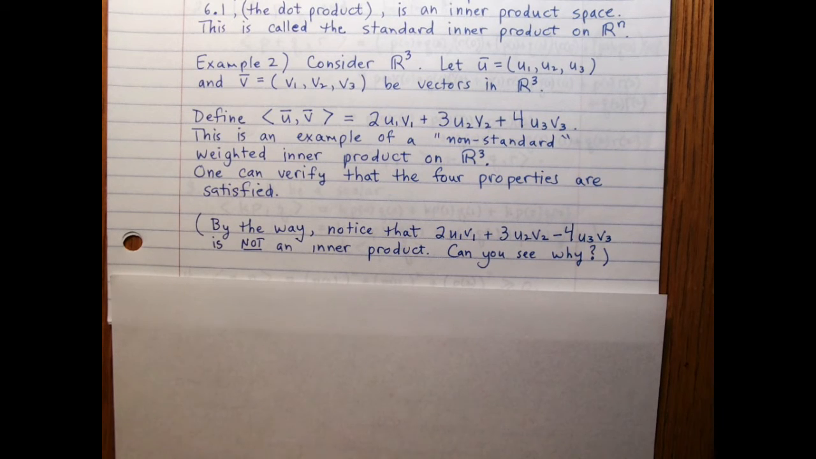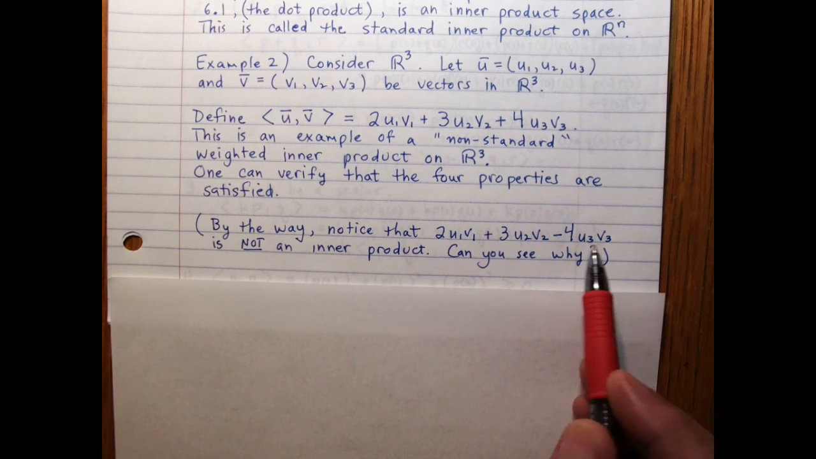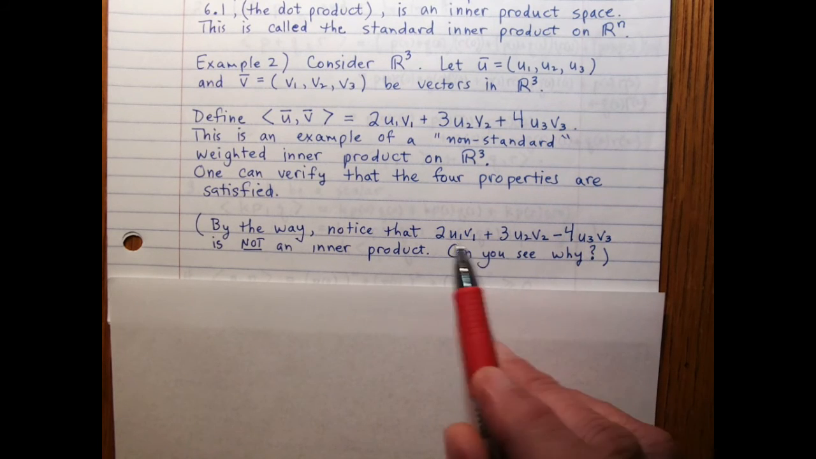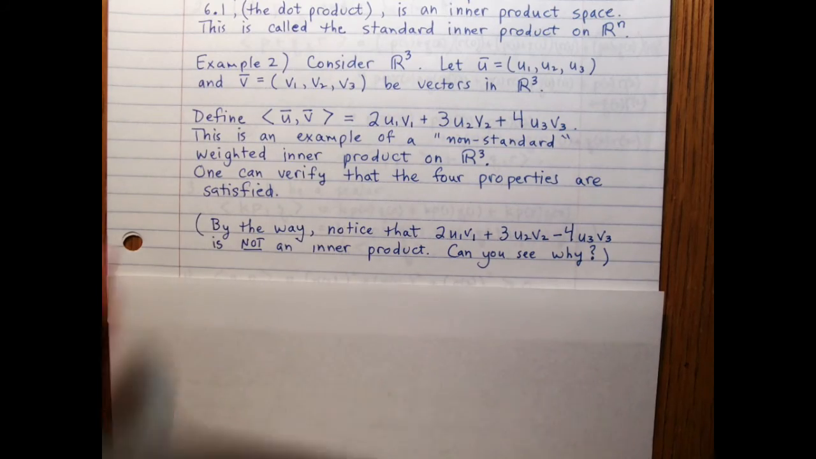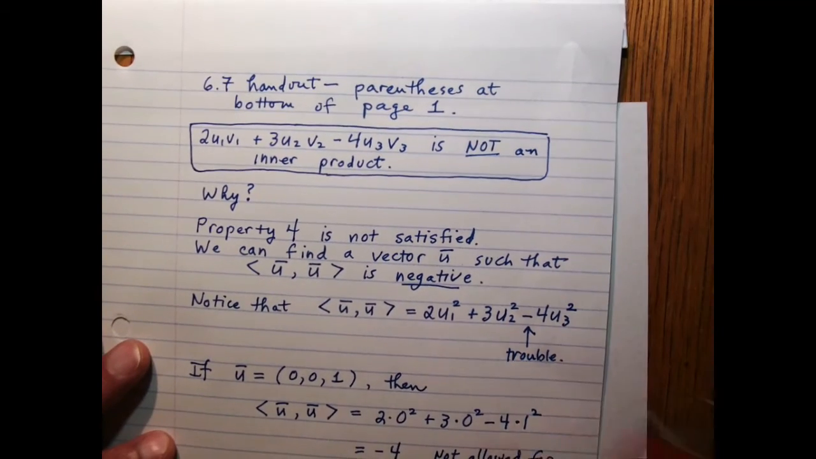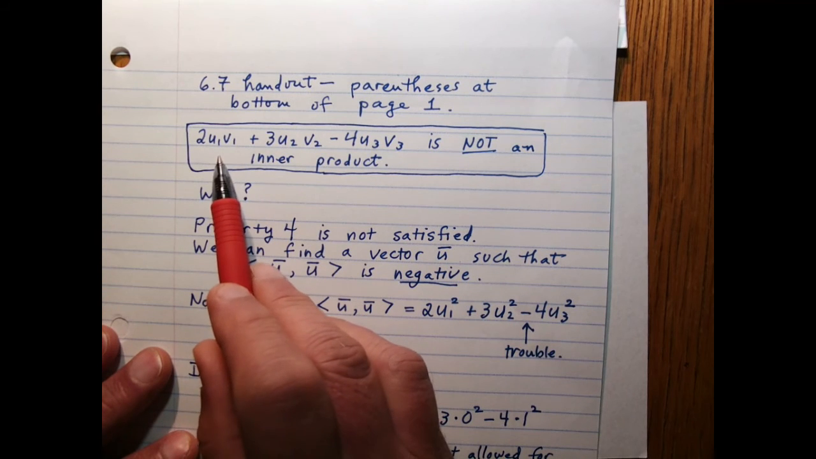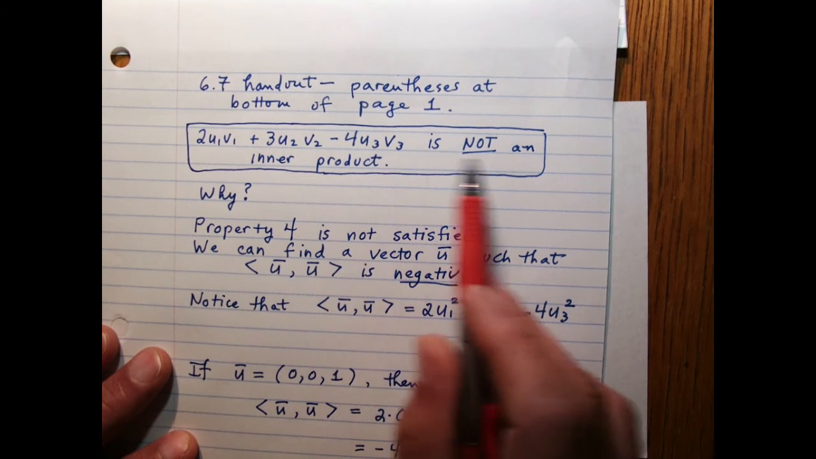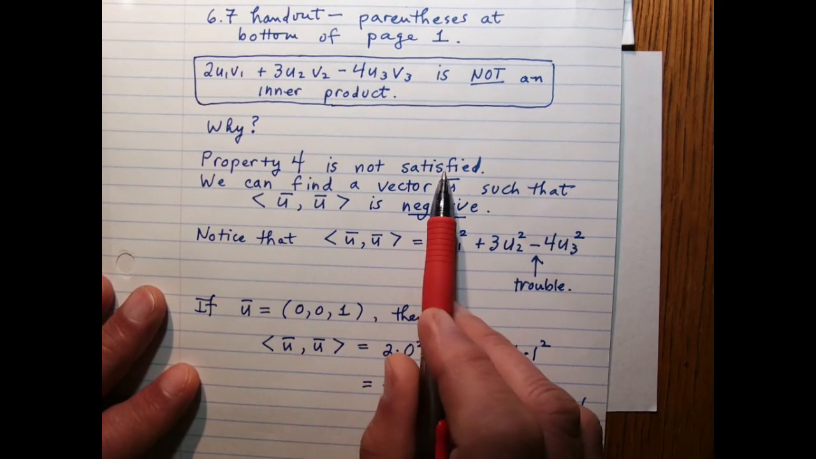So let me just show you why, if it's not obvious to you, why that isn't an inner product. I mean, basically we would have to try to verify the properties again for this new expression, right? This new kind of inner product. And it turns out you actually can verify most of them, but where this breaks down is with property 4. And I guess I wrote this up separately too. So just referring to the parentheses at the bottom of page 1 on our 6.7 handout, this expression is not an inner product. And you know why? It's because property 4 is not satisfied.